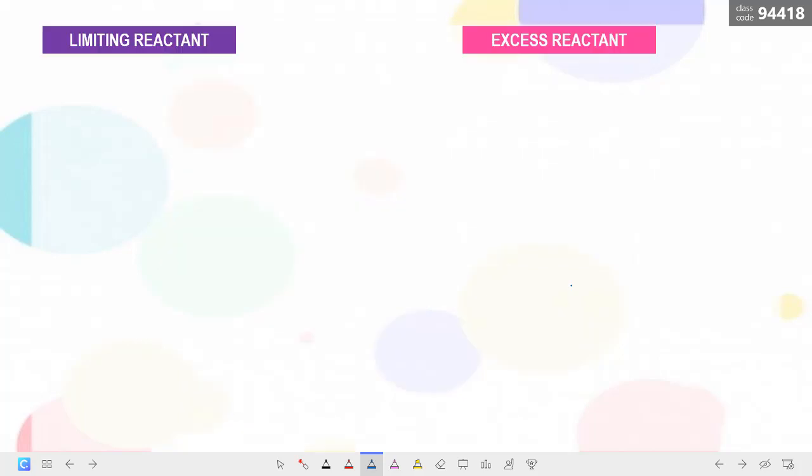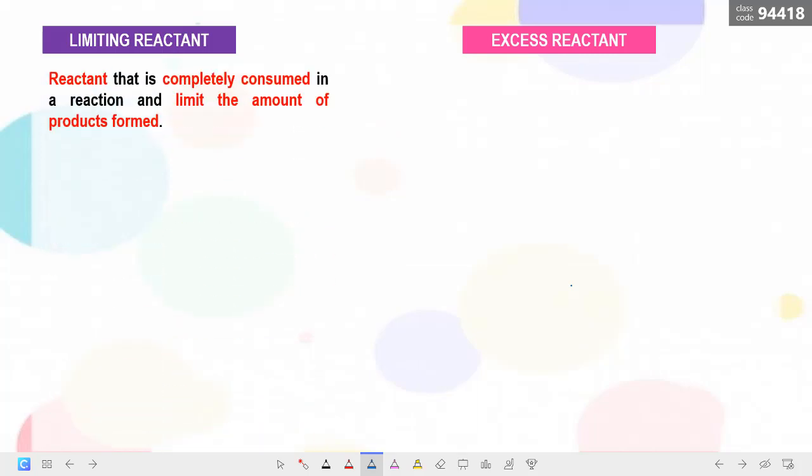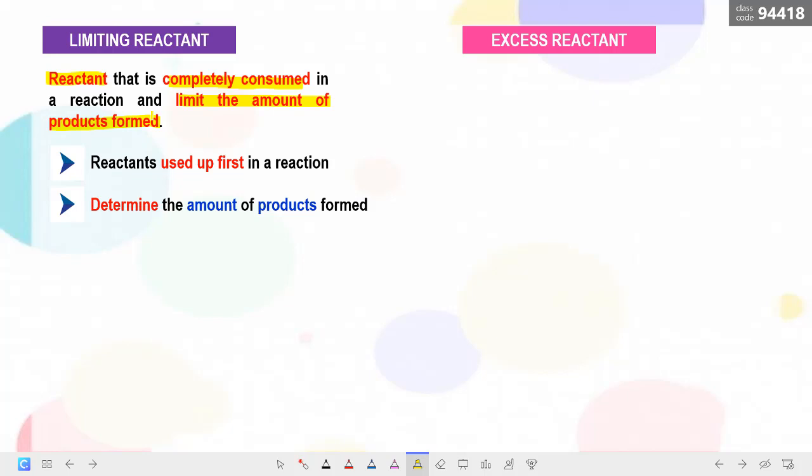So let's see this definition. What is limiting reactant? Reactant that is completely consumed in a reaction that limits the amount of products formed. So we have to refer to the keywords here: reactant completely consumed in the chemical reaction, of course, and limits the amount of products formed. So there are two main points here. Reactant used up first in a reaction, and it determines the amount of products formed.